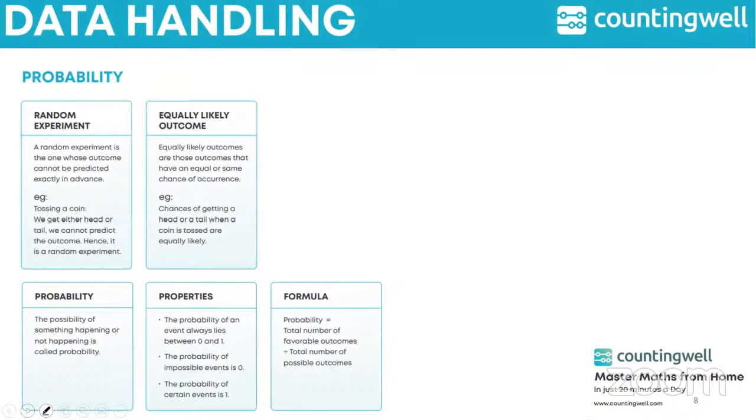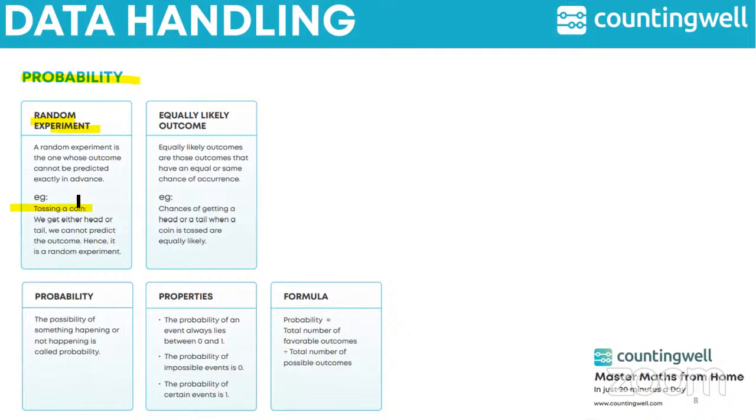Now let us see what is probability. Under the concept probability, first we have random experiment. It is nothing but an experiment whose outcome cannot be predicted exactly in advance. So for example, you can take any event.